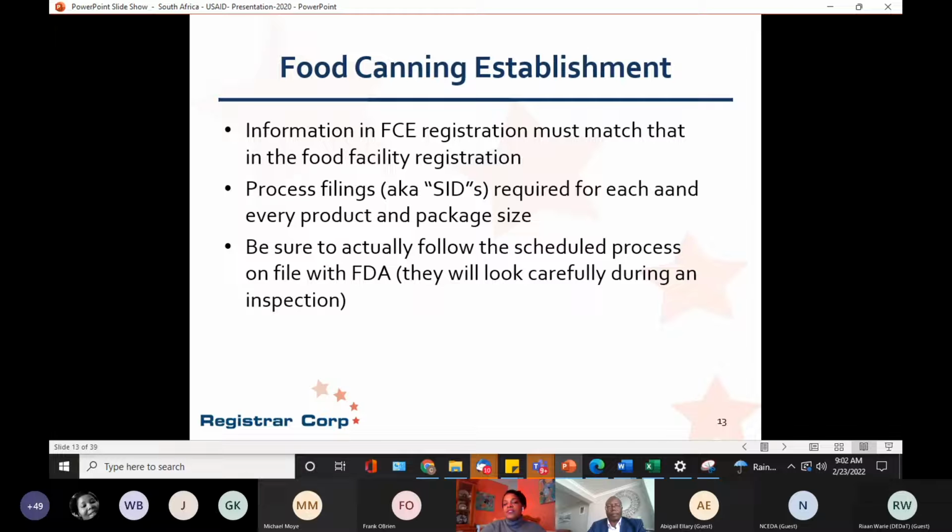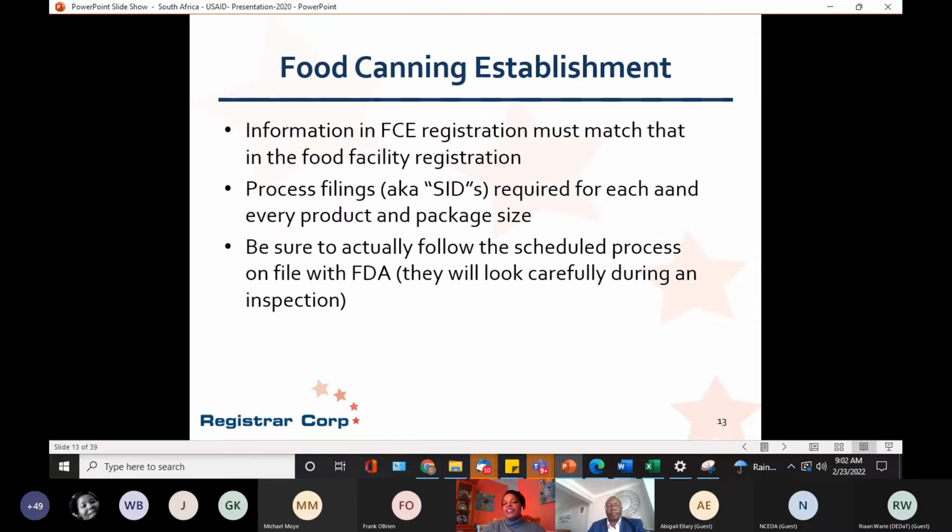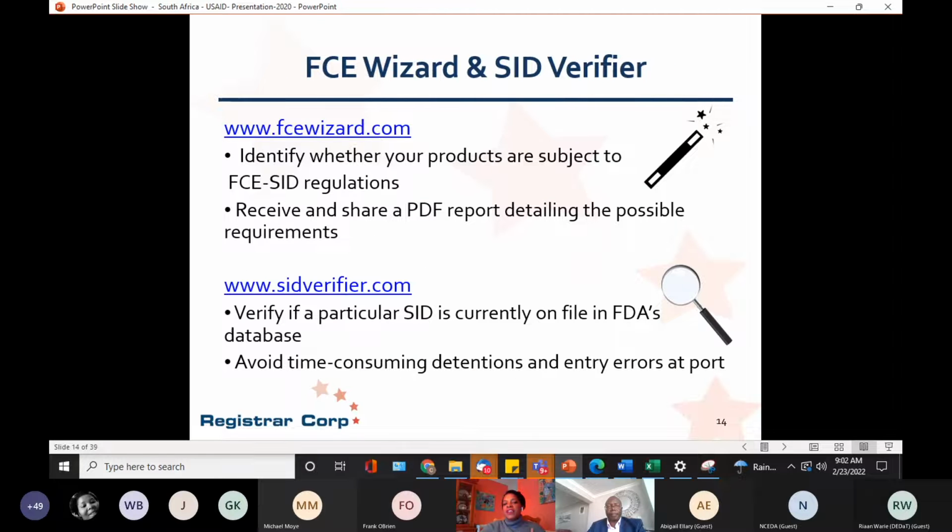FDA reviews that and gives you an SID. So the overall process is, or the label is FCE SID. So you want to make sure if you have any products in this type of packaging, you want to double check the pH balance and the water activity to determine if you are subject to FCE SID.